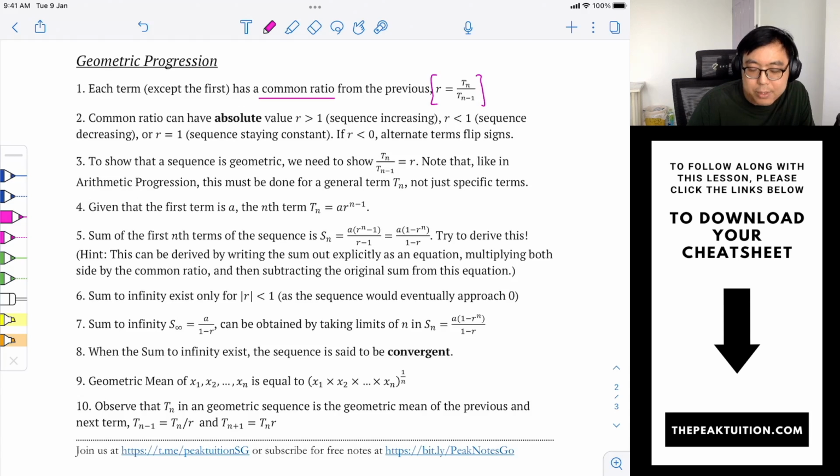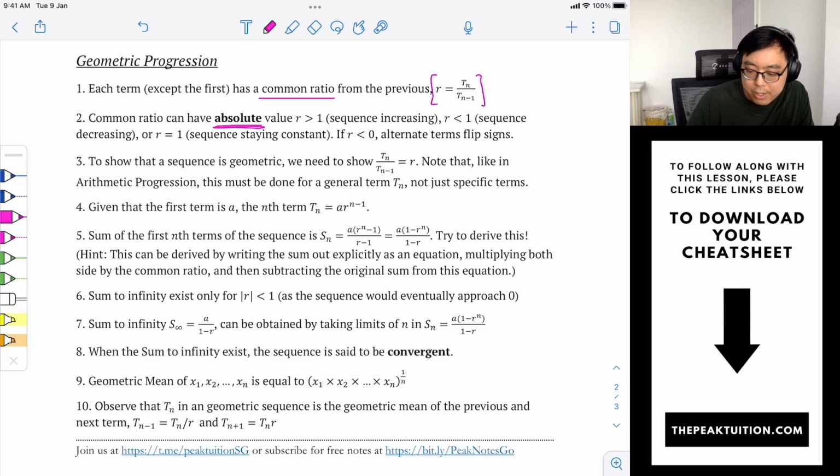The common ratio can have absolute value of r more than 1, then the sequence will be increasing. Absolute value of r less than 1, the sequence will be decreasing. Or r equals 1, where the sequence stays constant. And in the case where r is less than 0, the alternate term flips sign. Note that here I wrote absolute value, right? Because we are just talking about the absolute value of the sequence increasing or decreasing. If r is less than 0, all that is different is that the alternate term flips sign.